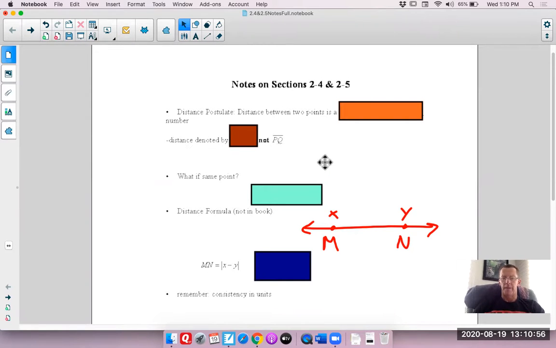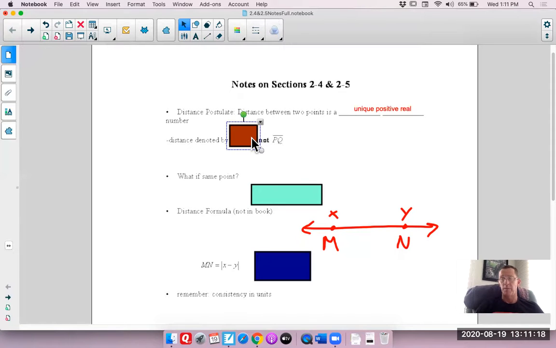Okay, and I know you read about this, but the distance postulate is: the distance between 2 points is a what? It's a unique positive real number, okay? Distance can never be negative, right? It's always a positive number, okay? And super important that distance between points P and Q is denoted as PQ without the line segment bar above it. The bar is talking about a geometric figure. It's a line segment, it's a set of points, okay? PQ without that is saying the distance from P to Q is 8 units or 12 units.